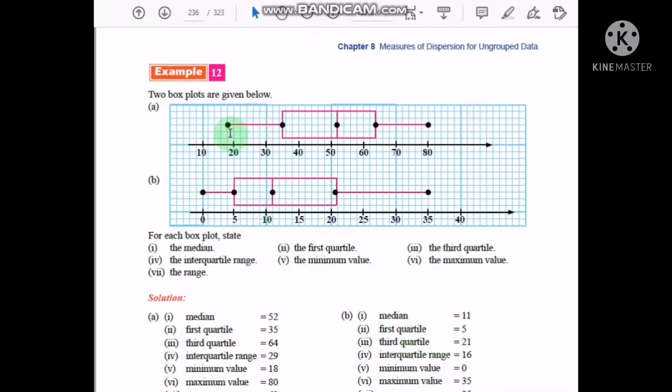That's it. So you just need to remember, this one is the minimum value, this one is the maximum value, this one is the first quartile, this one is the third quartile, and this one is the median. That's it. And then the rectangle shape here, this one, what we call the interquartile range. As long as you remember the labels, then you can answer this question.